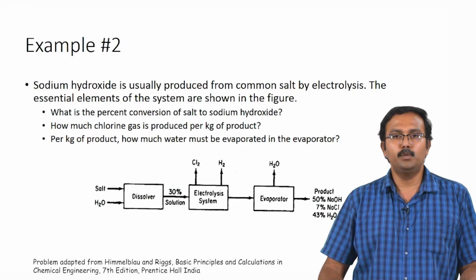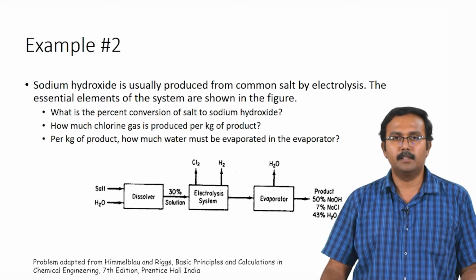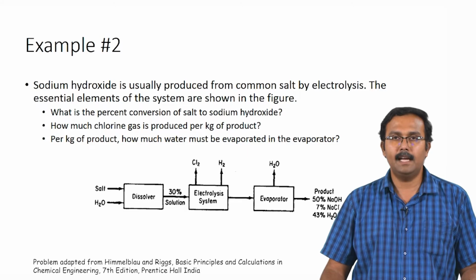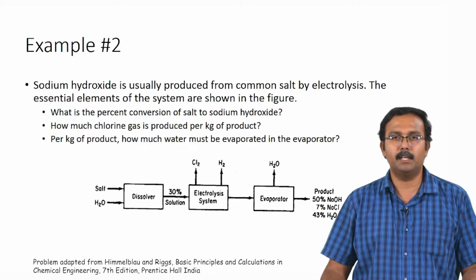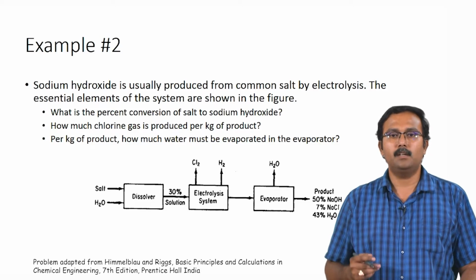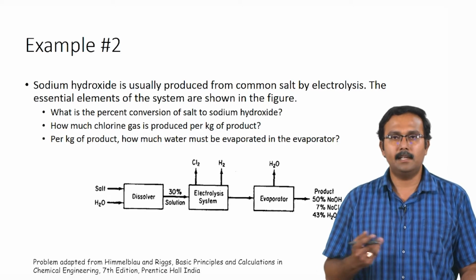Sodium hydroxide is usually produced from common salt by electrolysis. The essential elements of the system are shown in the figure. What is the percent conversion of salt to sodium hydroxide? How much chlorine gas is produced per kilogram of product, and per kilogram of product how much water must be evaporated by the evaporator? So, if you look at the flow chart, what you see is you have an electrolysis system which is the reactor in our case.